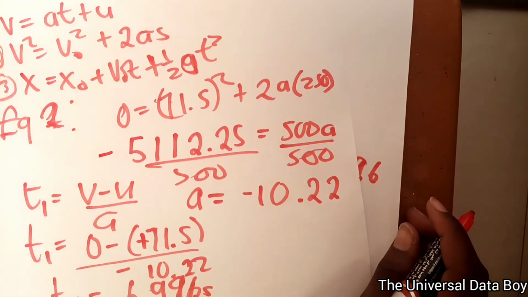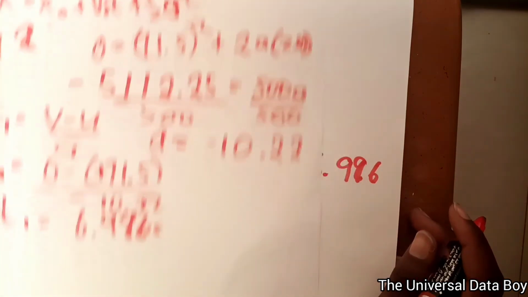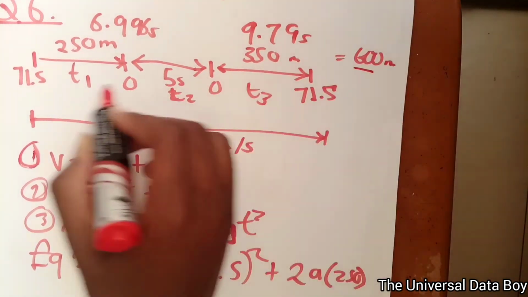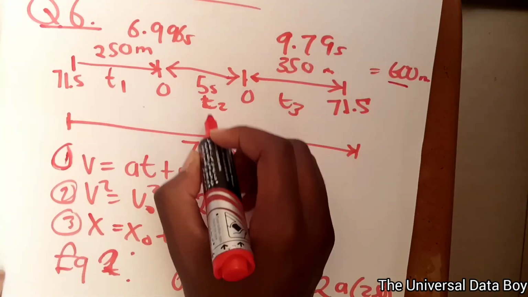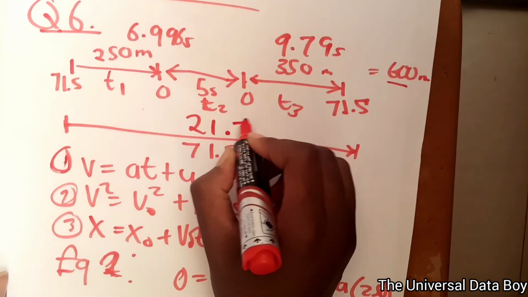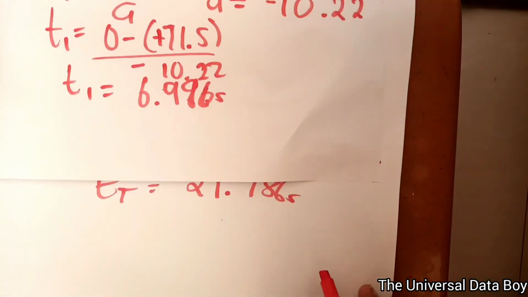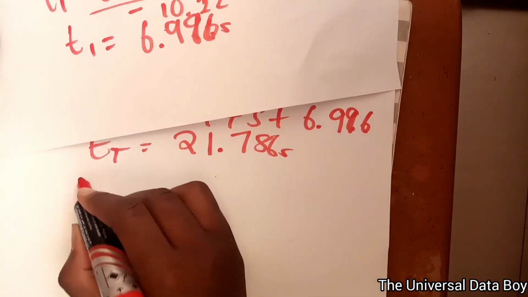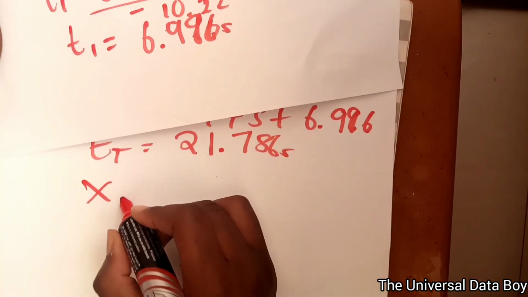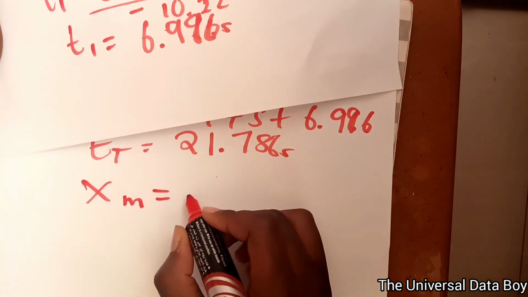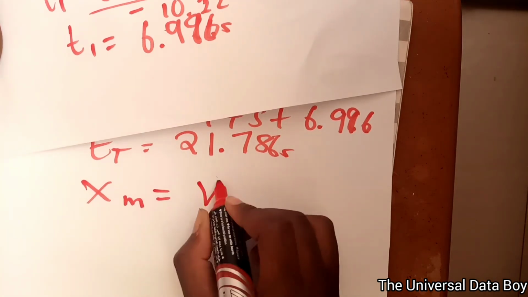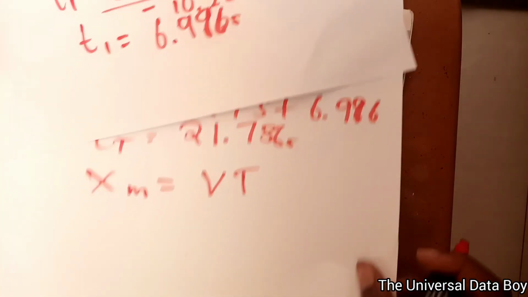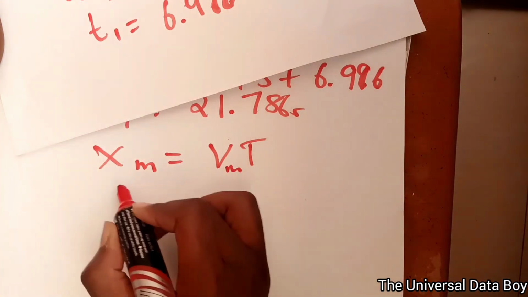And then now to find our distance, the question was telling us to find the separation distance. So we have our first one, which is 600 for the Thunderbird. Then for the Mercedes, the total time that it took is 21.786. So now we can find the distance. The distance by the Mercedes Benz is going to be equal to the velocity times the time. The time is the total time, the velocity is the velocity of the Mercedes Benz, which is 71.5.